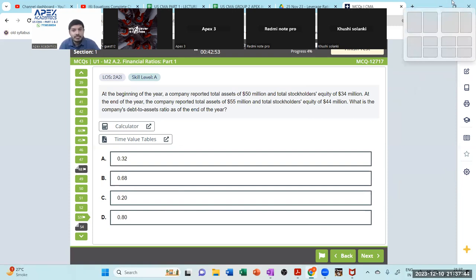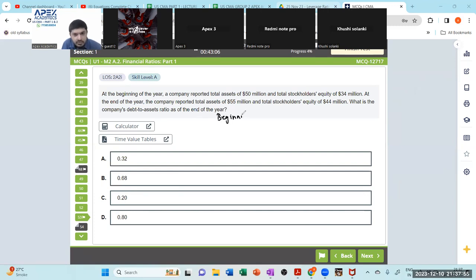Now let us pay attention. At the beginning of the year, a company reported total assets of 50 million. So rather than beginning, I will be professional and say 1st of January 20XX, whatever is the year. Total assets is how much? 50 million. Stockholders equity is how much? 34 million.